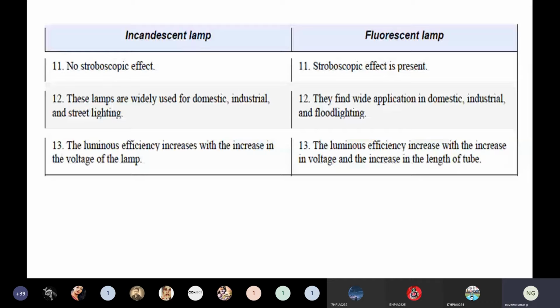Applications of incandescent lamp: domestic, industrial, street lighting. Fluorescent lamps also find similar kinds of application, but the main application of fluorescent lamp is in flood lighting. And talking about luminous efficiency, it increases with increase in the voltage of the lamp. And here luminous efficiency increases with increase in voltage and increase in the length of the tube. So you have different types of tubes. For that reason only, fluorescent tubes have got different sizes and shapes of tubes. Okay, seen usually.